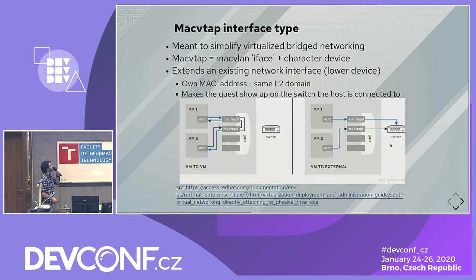So in the pictures that we have depicted here, you can see that in a scenario where one VM on the same host wants to communicate with another VM on the same host, that communication would be bridged in the host itself. Whereas when the VMs want to communicate to the external world, they just reach out to the external switch connected to the host.